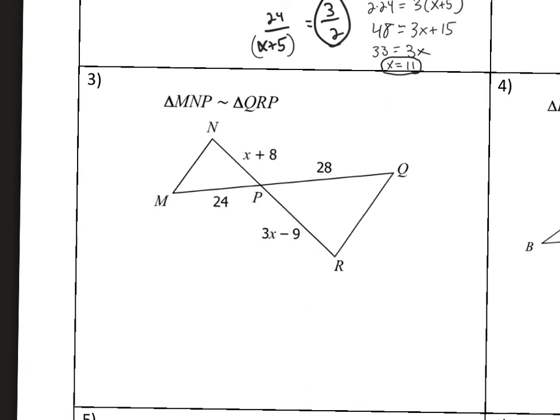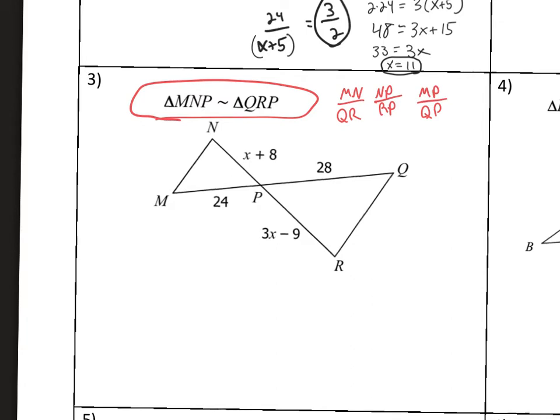Ooh, bow tie problem. Sometimes with these, it's difficult to match up which side goes with which, so that's why it's really important that before you even look at the diagram, you can make a proportionality statement. MN, NP, and MP, and on the bottom, I'll put QR, RP, and QP.